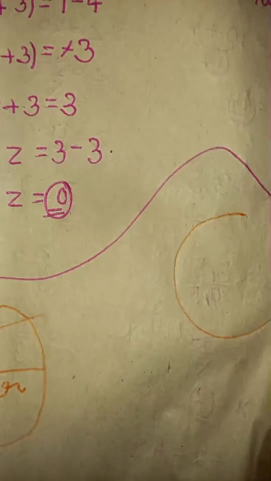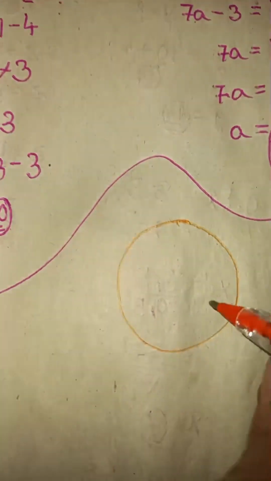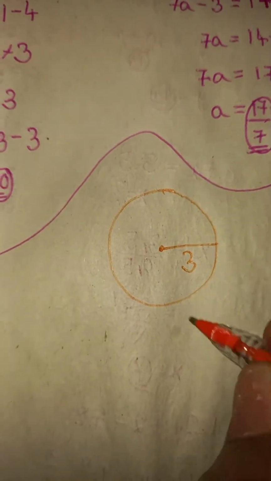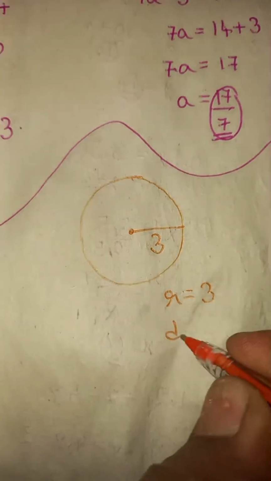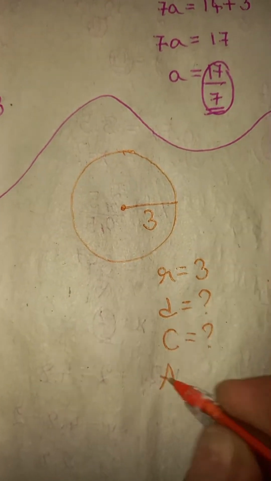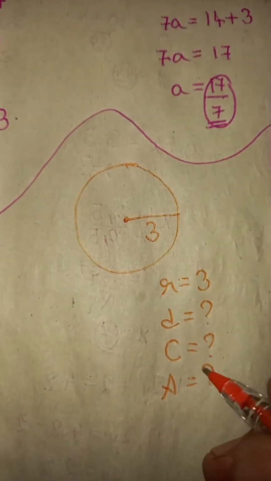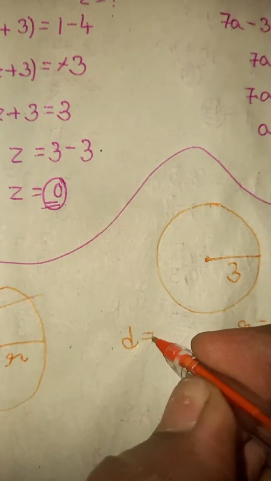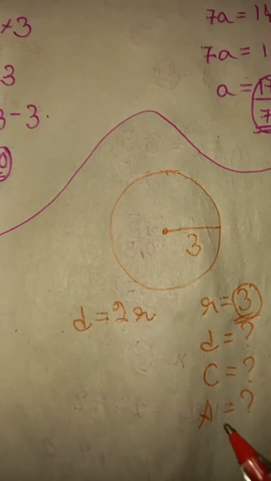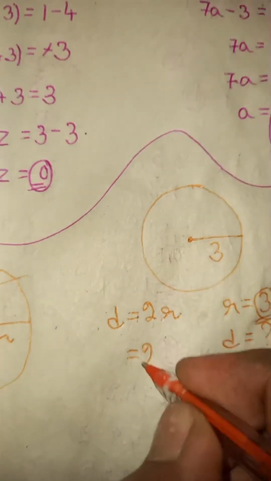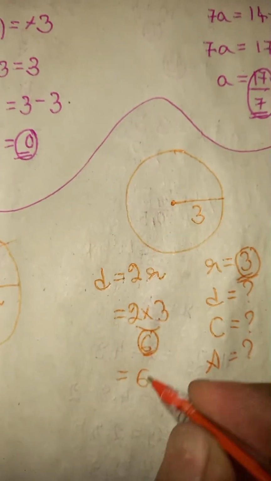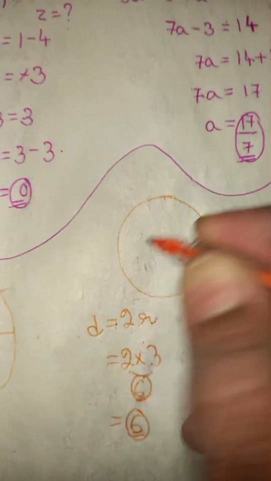Here they have given a circle. In this circle, they have given the radius as 3 units. You need to find what's the diameter, what's the circumference, and what's the area of the circle. Before finding all of this, you can find the diameter, that is 2 times the radius. The radius here is 3 units, so it is 2 times 3. 2 times 3 is 6, so 6 units is the diameter of this circle.